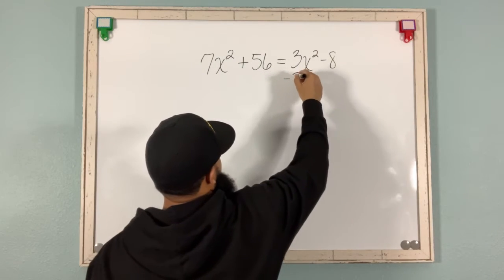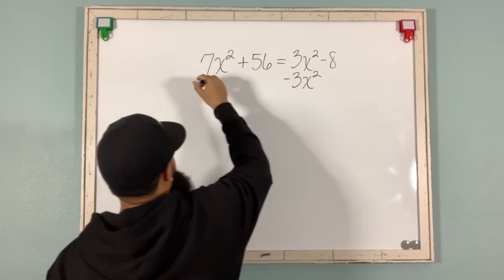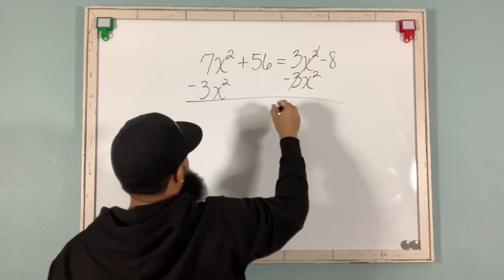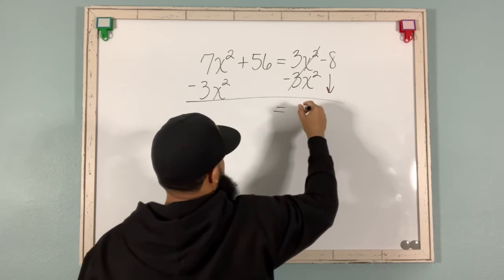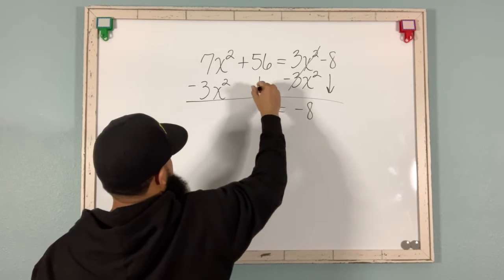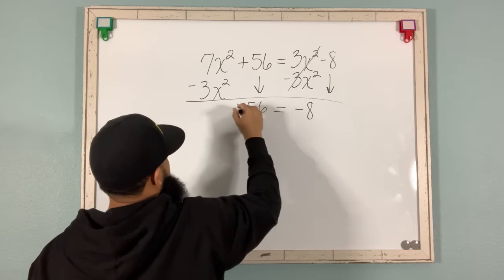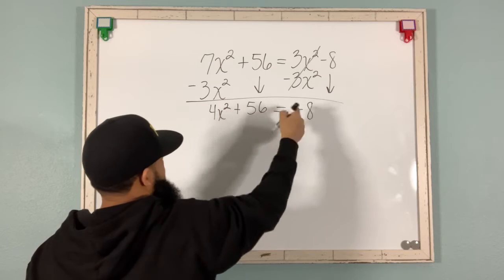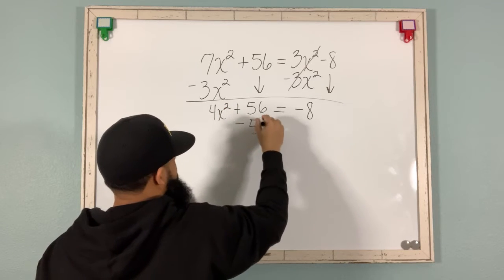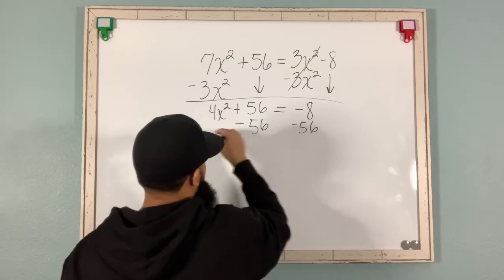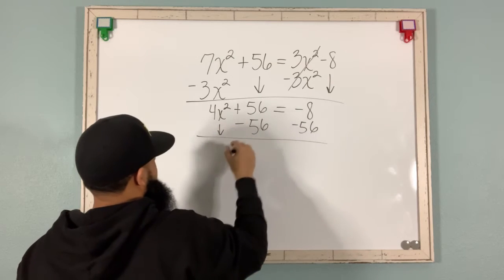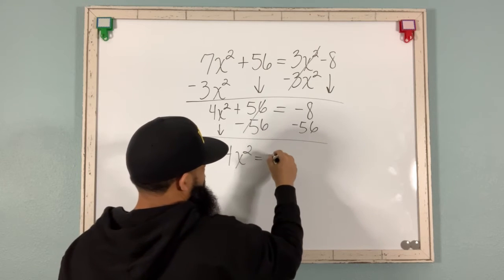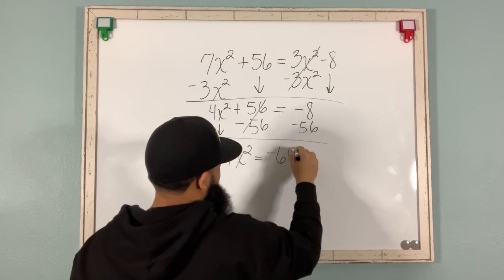So I want to move this 3x squared to the left side, right? Boom. All right, so now that gives you 0. Bring down my equal sign. Negative 8. Bring down the 56. And 7x squared minus 3x squared is 4x squared. Now I need to move this over there by inverse operations. So bring that down, that cancels. 4x squared is equal to negative 64.